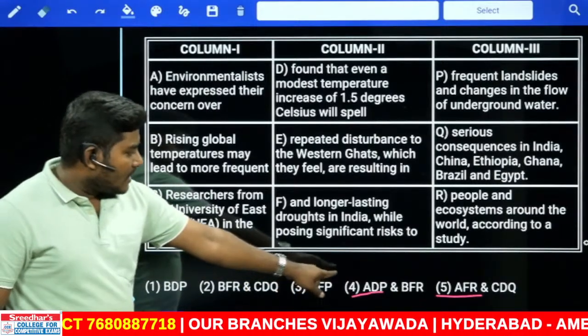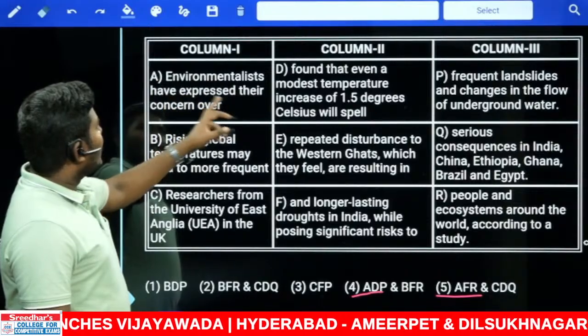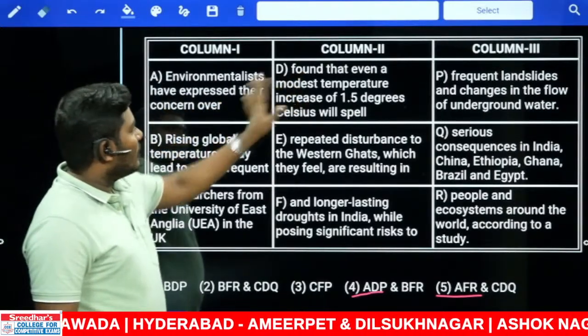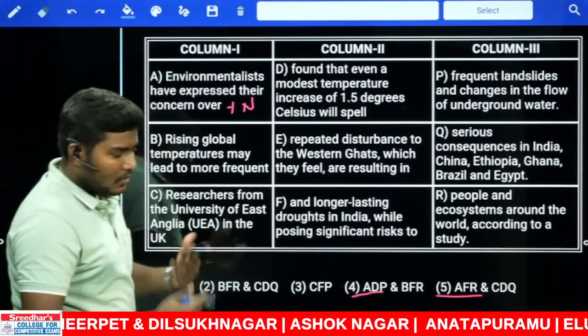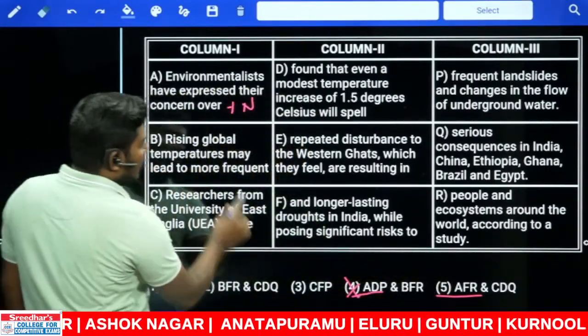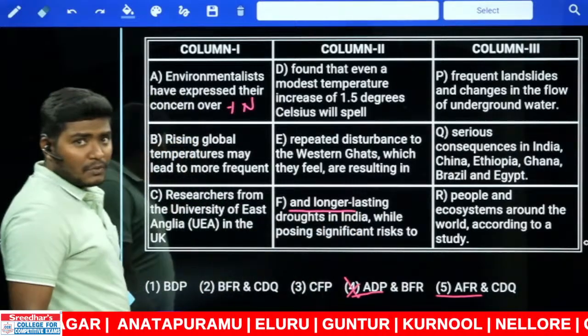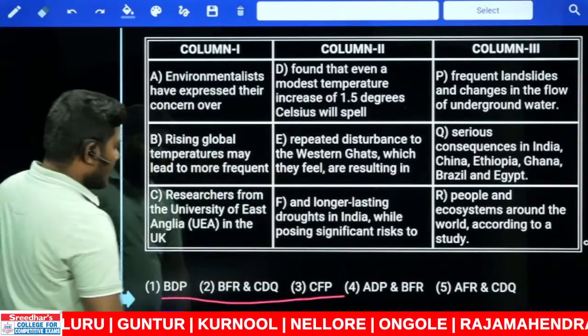A is only paired with AD and AF. Let us check with AD. Environmentalists have expressed their concern over dash. Can we use this combination? No. Over should be used here with some noun. Over something. Okay, so AD is not possible. Let us check with AF. What is AF? Concern over and longer lasting. Is that possible? Again, grammatically wrong. Again, the fifth one is out. Now let us check with the remaining combinations.